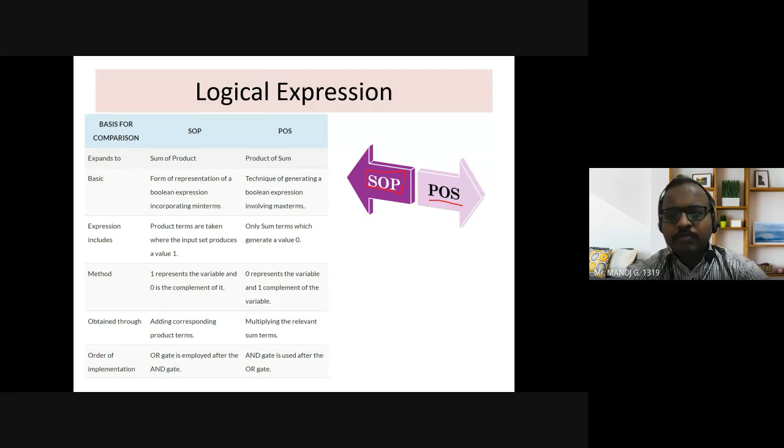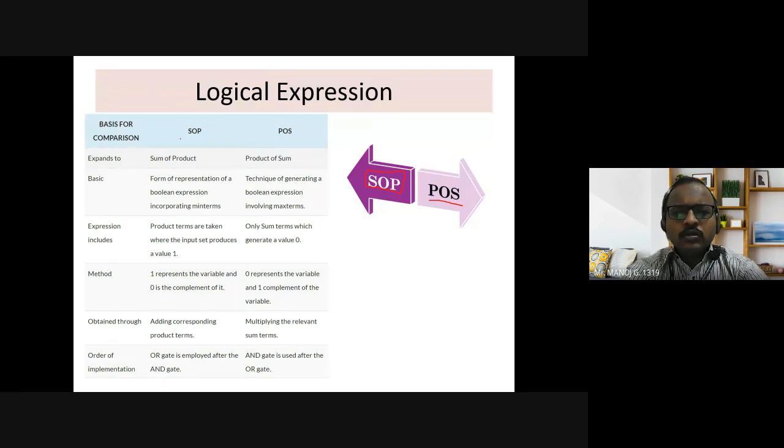NAND gate. Pallavi, NAND and NOR are universal gates. Good. But what are the two major gates which are used for constructing a logical expression? That's okay, Pallavi. Any other answer? Very good. It's AND and OR. So any logical expression, we can use AND and OR logic to construct it, right?